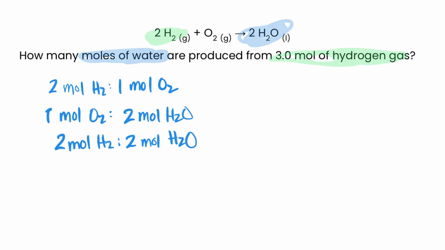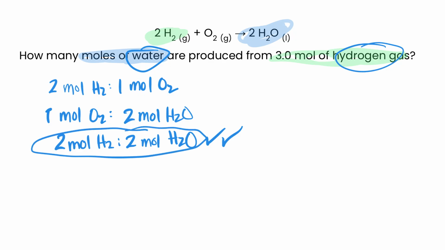Looking at the problem, we need the ratio with water and the one with hydrogen gas. So this is the only correct mole ratio to use here. Both of these other two are not the correct mole ratios, and they would give you the wrong answer if you were to use them to solve this problem. So you have to be really careful, and I suggest you use a highlighter and highlight the ones that you're looking for in your problem.